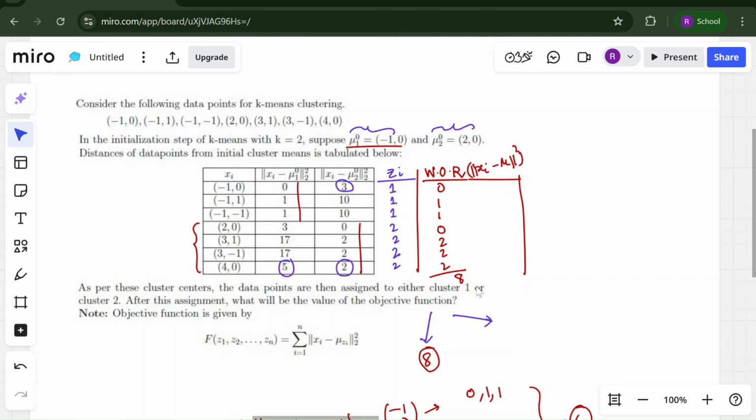Because that's what they are asking, no? What will be the value of the objective function? 1 point cluster 2 comma 0, just 1.